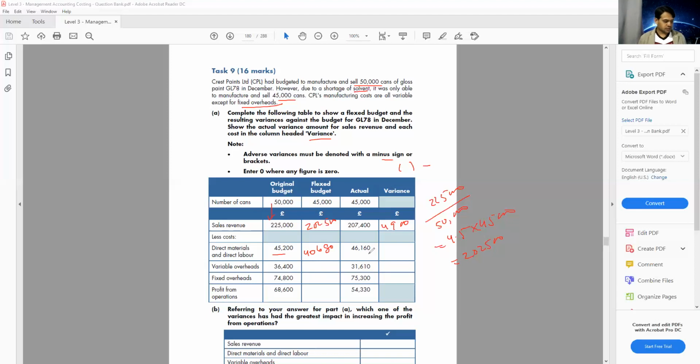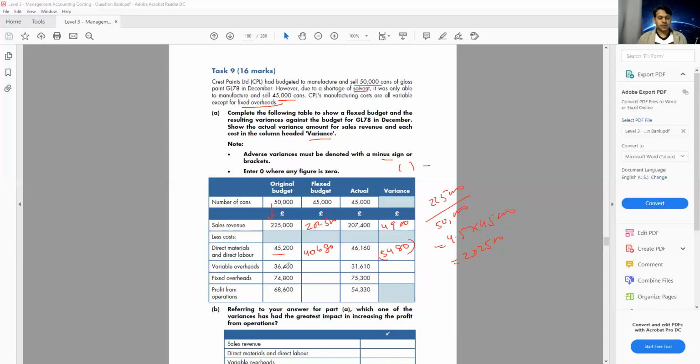So let's find the difference. 46,130 minus 40,680 is 5,480, and that is a minus, because my actual is really more than I expected. It's adverse.